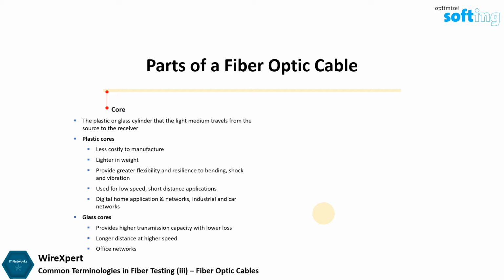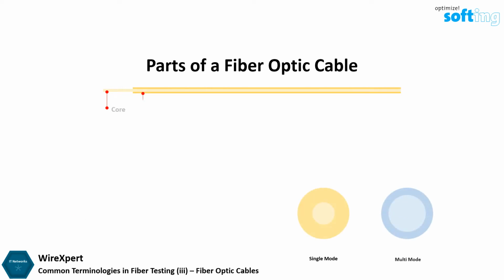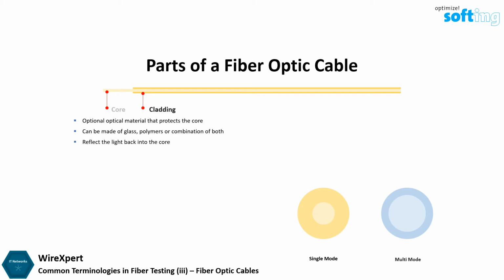The diameter of the core depends on whether the fiber is single mode or multi-mode. The cladding is an optional optical material that protects the core. The cladding can be made of glass, polymers or a combination of both. The main function of the cladding is to reflect the light back into the core. The typical diameter of a cladding is 125 micron.